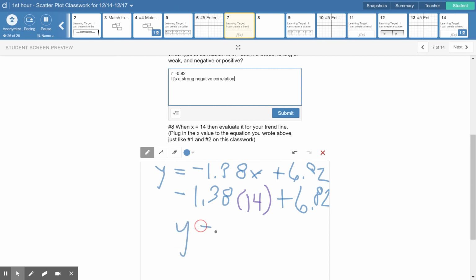And you may get a slightly different answer depending on what your calculator did. But I got negative 12.5. So if it's a little bit off, that's fine. It just means you rounded differently.